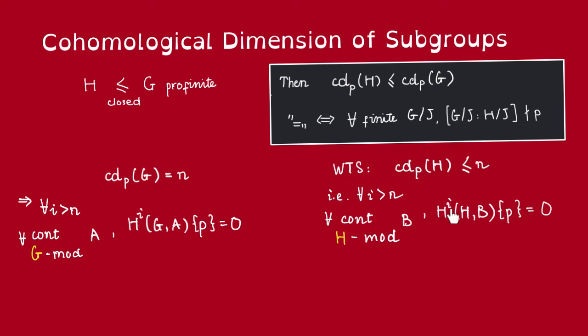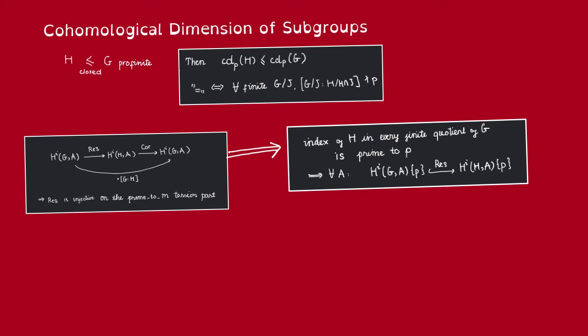So how do we relate the cohomology of H with the cohomology of G? Well, the canonical tool for this is Shapiro's lemma. From an H-module B, we can construct a natural G-module, which is the co-induced module, and Shapiro's lemma gives us that the following cohomology groups are equal. So then the p-primary parts must be equal, and thus we see that the p-primary part of these modules must be 0. So we have that the p-cohomological dimension of H must be less than or equal to that of G. Now it remains to discuss when equality holds.